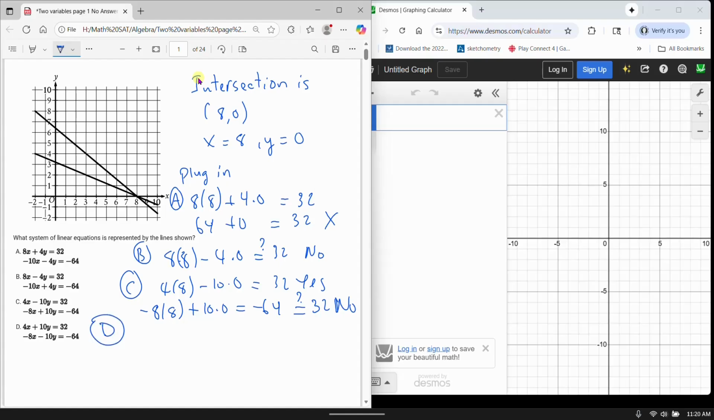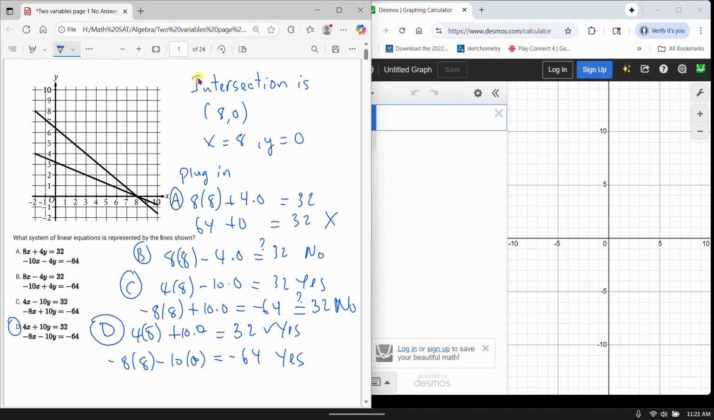Okay. So 4 times 8 plus 10 times 0 is 32. So that checks, that's yes. And then negative 8 times 8 minus 10 times 0. Every time I do multiplication, I use the brackets, so I know that it's not the minus or plus. Is this equal to negative 64? The answer is yes. So we know that the correct answer is D.